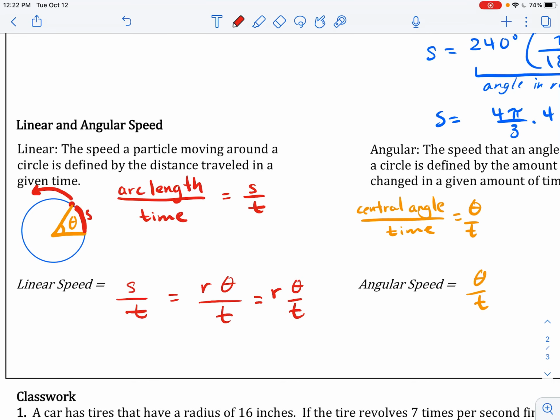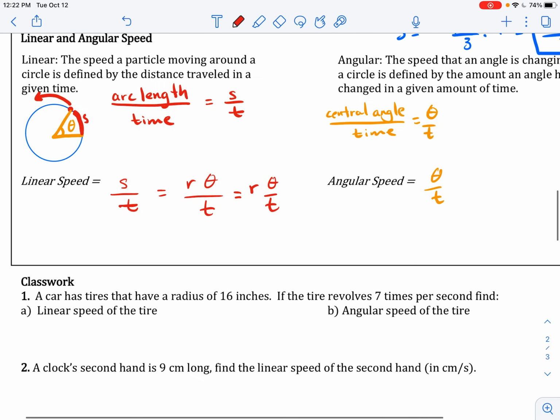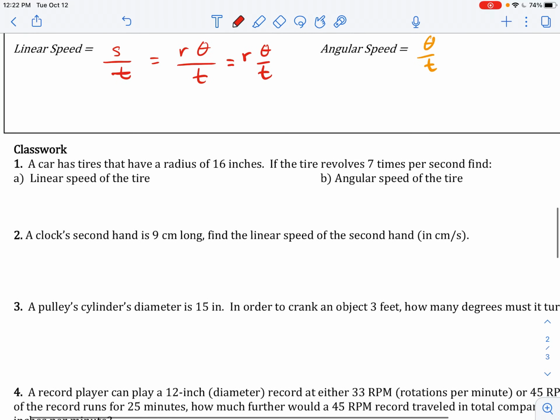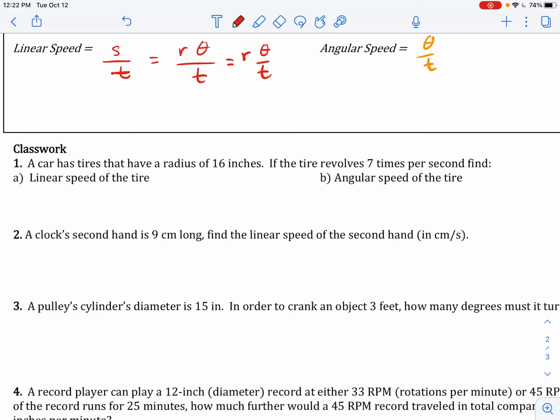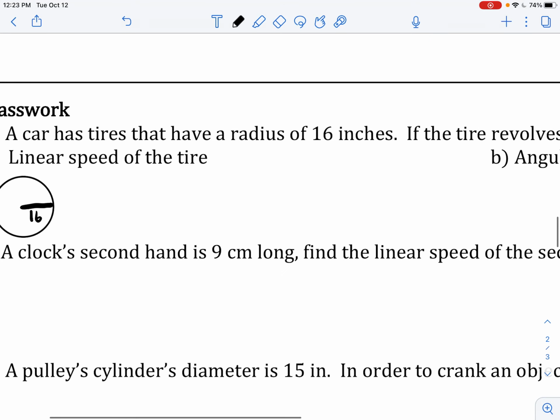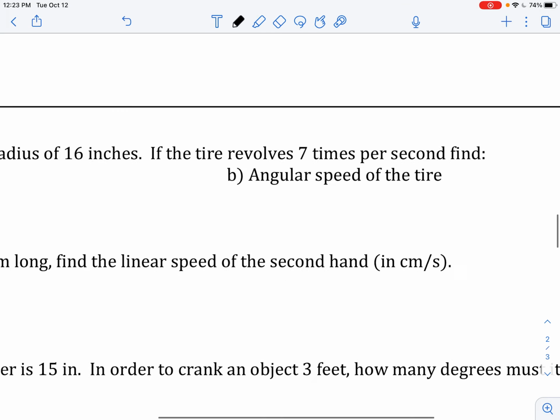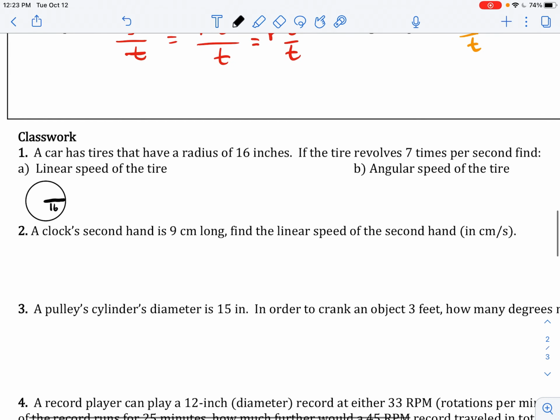Okay, all right, so let me do a couple of practice problems here just to make sure that we get a sense of this. They get a little bit more difficult, but really if we keep these ideas in mind and prioritize our unit conversion, these shouldn't be too much of a problem. So a car has tires that have a radius of 16 inches. Let's go ahead and draw that. Okay, a radius of 16 inches. If the tire revolves 7 times per second, find the linear speed of the tire.